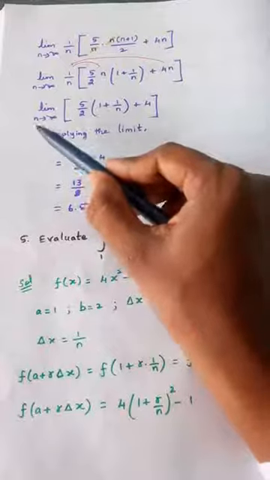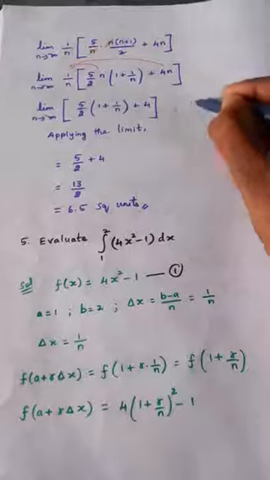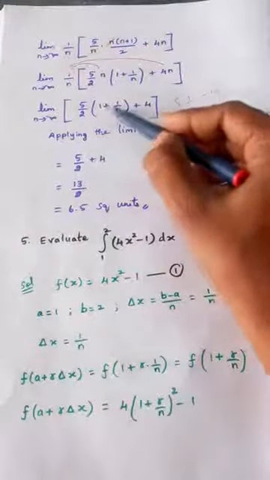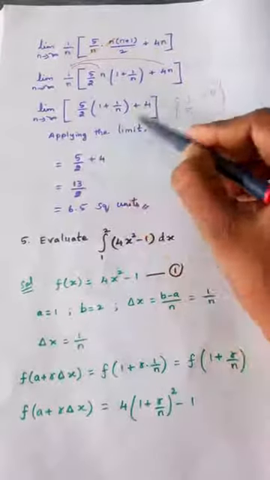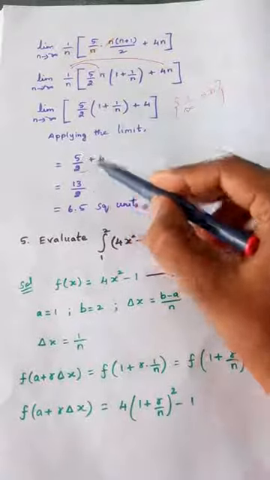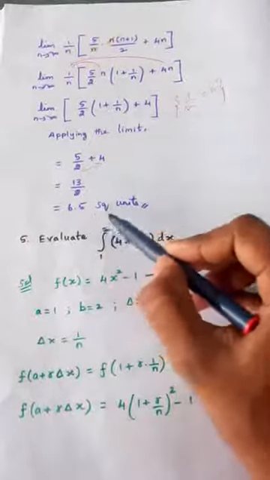Substitute n as infinity. So 1 by infinity. What is the answer for 1 by infinity? Answer is 0. So this will become 0. So 1 remains. 5 by 2 into 1 is 5 by 2, and this plus 4. So when you cross multiply, 8 plus 5, 13 by 2. So the answer is 6.5 square units.